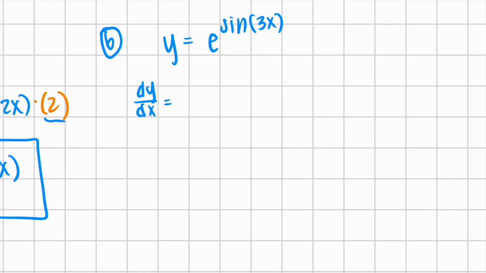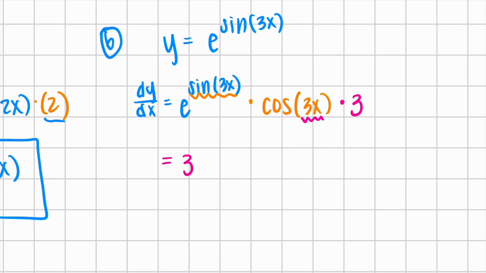And you're just going to start with your outermost function and work your way in. So derivative of e raised to stuff is e raised to stuff. So this all stays the same. Now chain rule, I need to take the derivative of sine of 3x. That's going to be, derivative of sine is cosine. My 3x stays the same. Now I need a chain rule again. So I'm going to take the derivative of 3x, and that is 3.